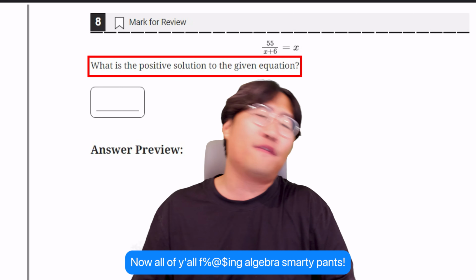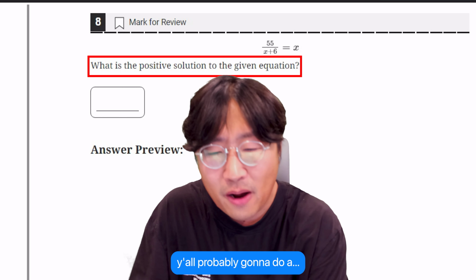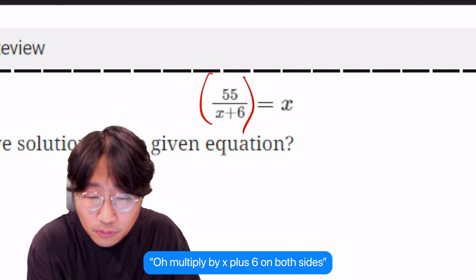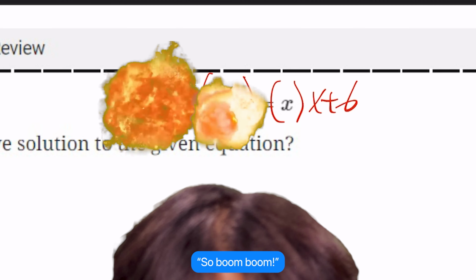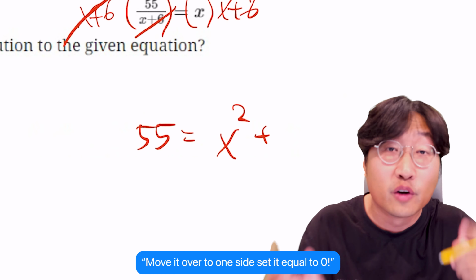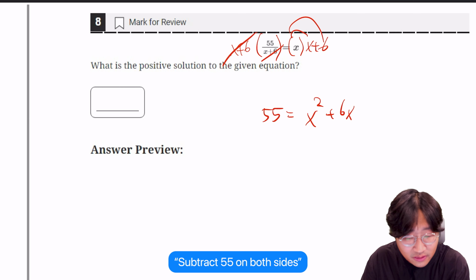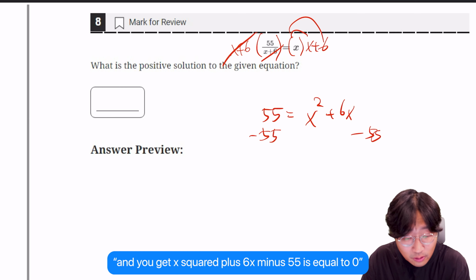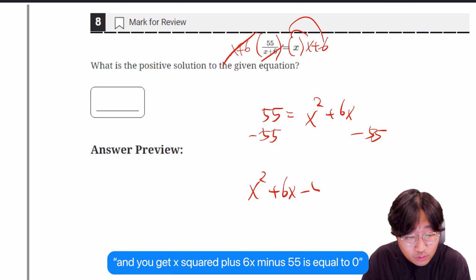Number 8: what is a positive solution to the given equation? Now, all you algebra whizzes are probably going to multiply by x plus 6 on both sides. So 55 is equal to x squared plus 6x. Move it over to one side, set it equal to 0. Subtract 55 on both sides, and you get x squared plus 6x minus 55 equals 0.